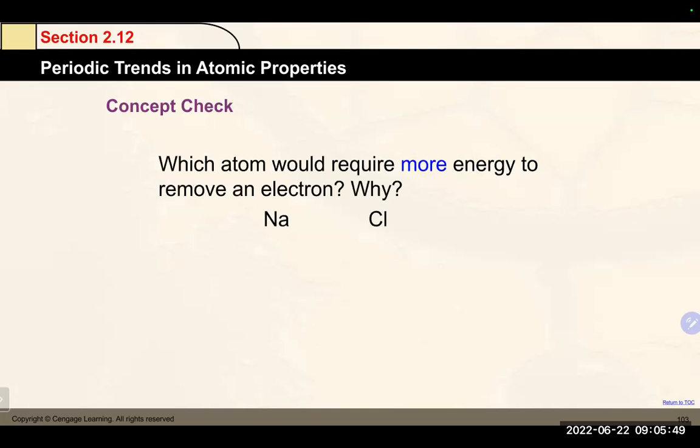All right, so which atom would require more energy to remove an electron? Would it be sodium or chlorine? Which one here? So if we look at the periodic table, sodium is here, chlorine's over here, and they are both in the same period. So once again, ionization energy should increase as we go to the right on the periodic table. That means that we should expect chlorine to have more energy needed to remove an electron in this particular case.